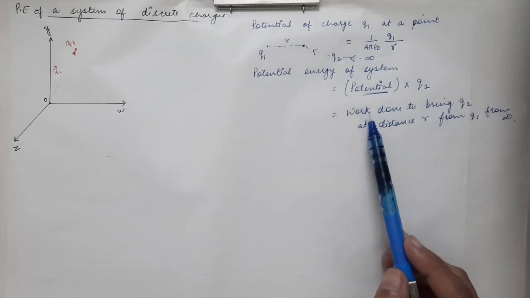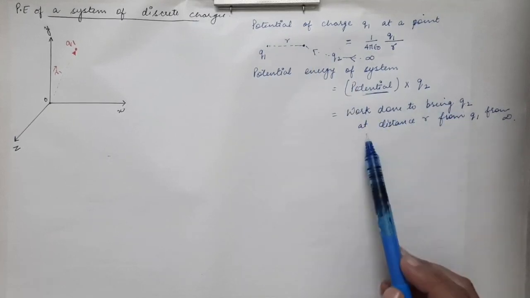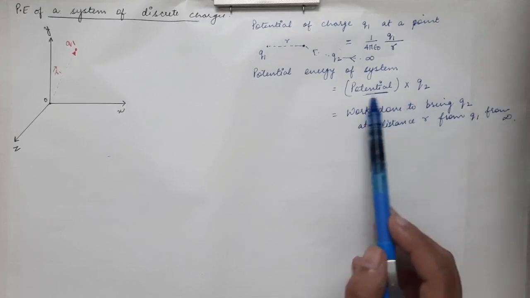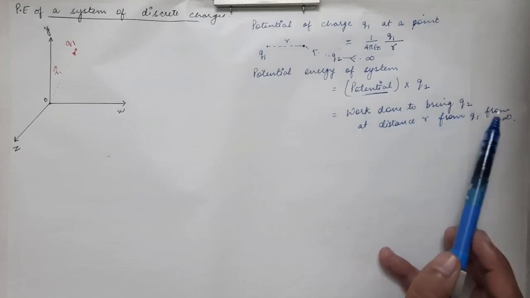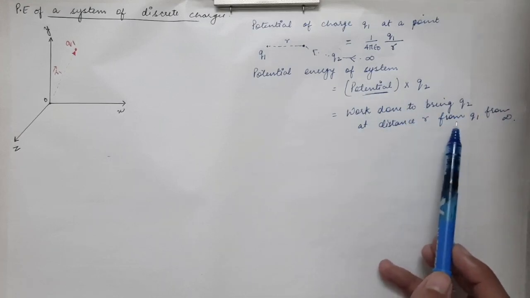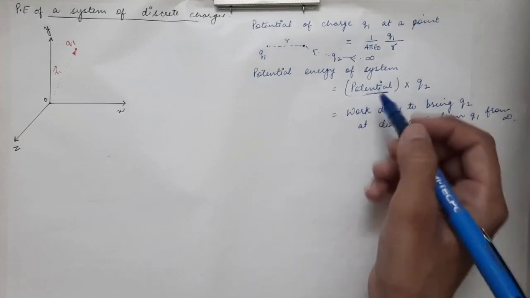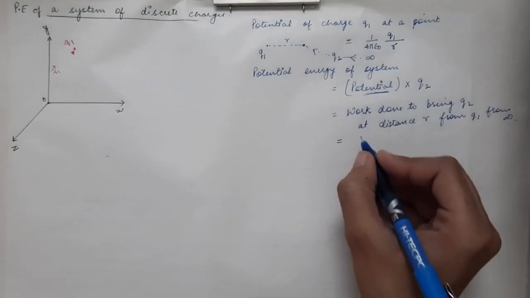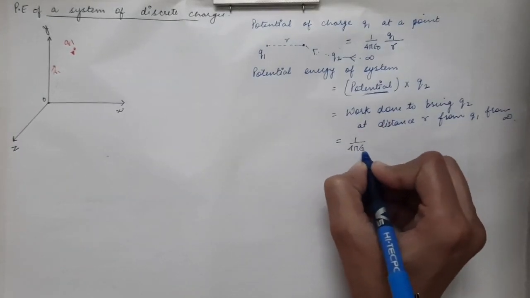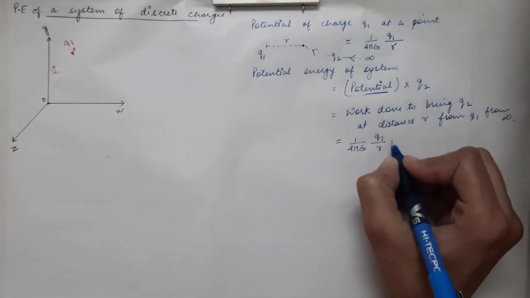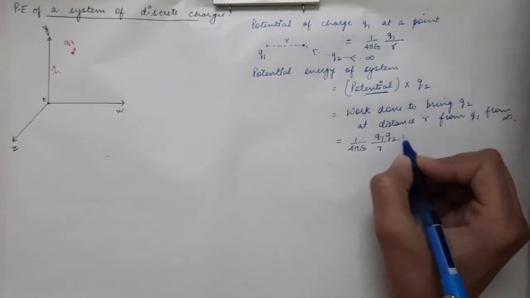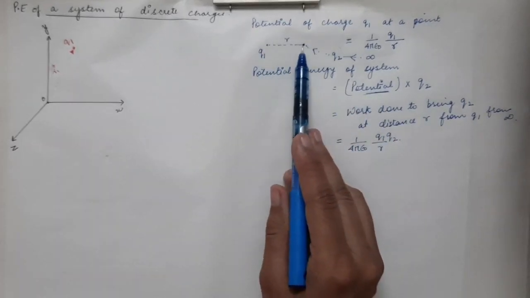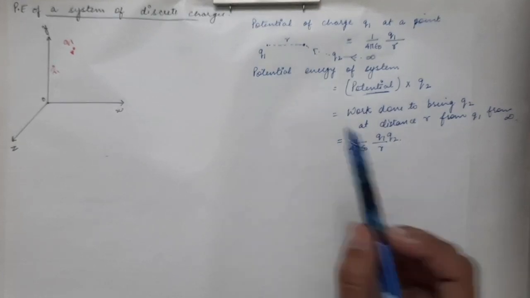So that will be nothing but the work done to bring Q2 from infinity at a distance of r from the charge Q1. So what will be the exact formula? It will be equal to the potential, which is 1 by 4 pi epsilon naught Q1 divided by r, into Q2. So this is the potential energy of this system in which we have Q1 and Q2 separated by a distance of small r.